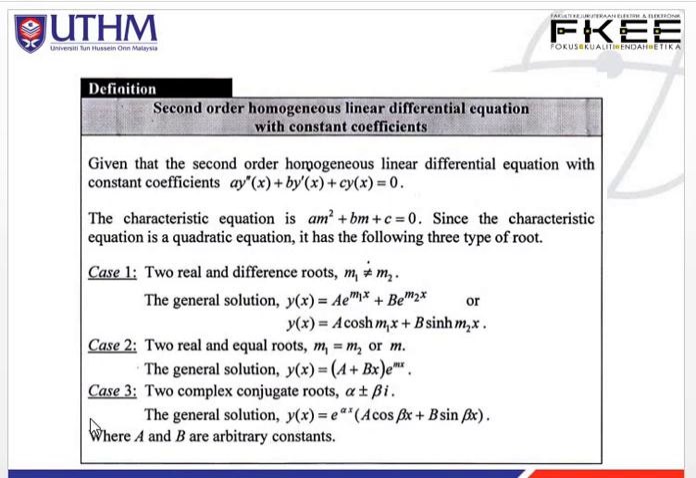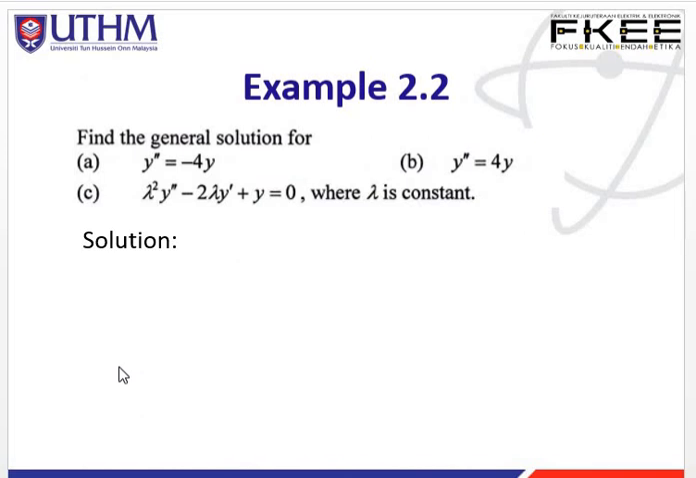All right. Now let's look at example 2.2. Find the general solution for y double prime equal to negative 4y.